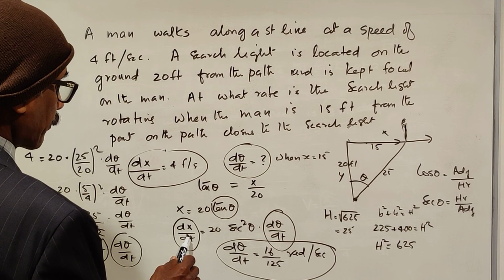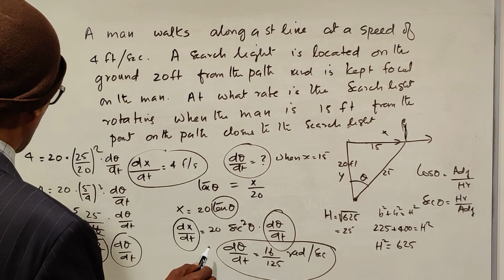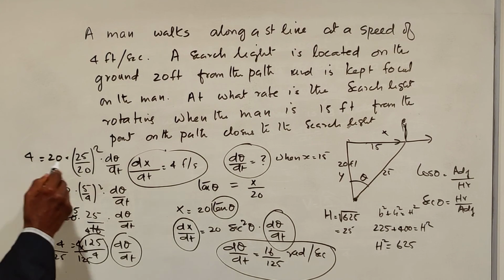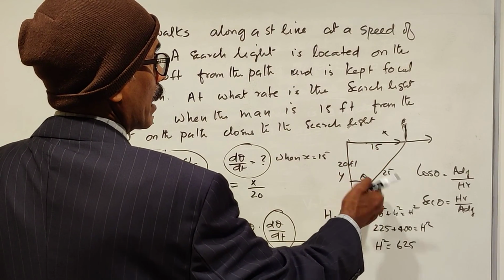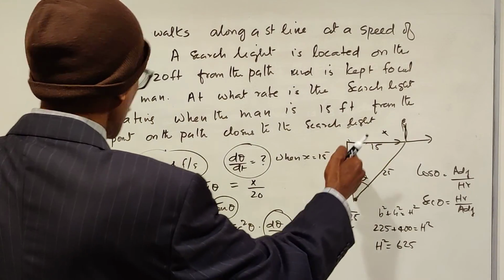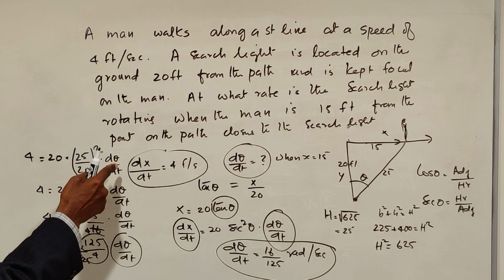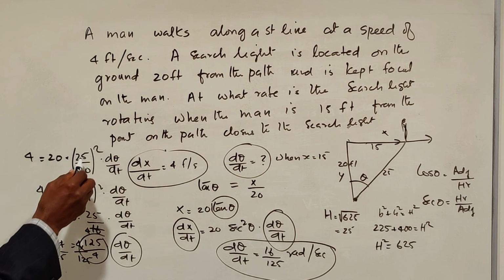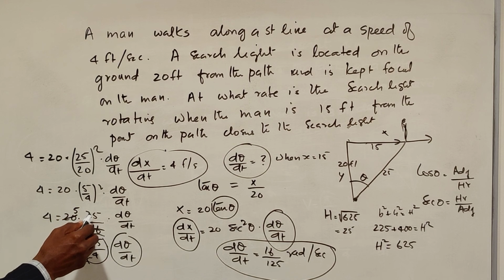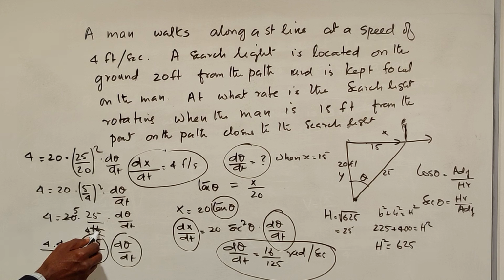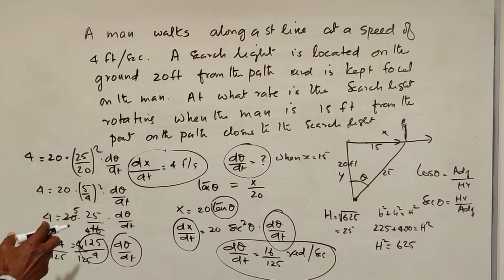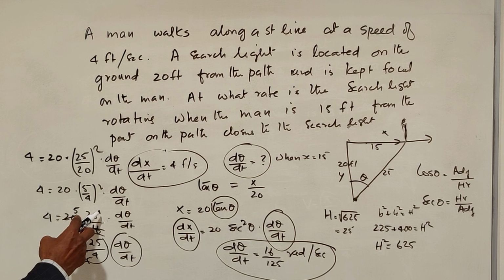dx by dt is 4, and 20 is there. Sec theta is hypotenuse divided by adjacent side, so 25 by 20, squared, into d theta by dt. 25 by 20 is 5 by 4. 5 by 4 squared is 25 by 16. You can cancel out, and we get 16 by 125. That is d theta by dt.